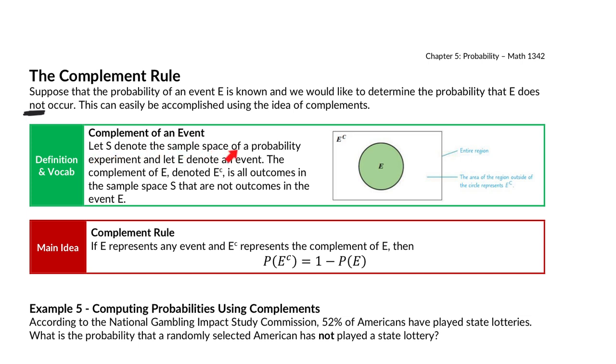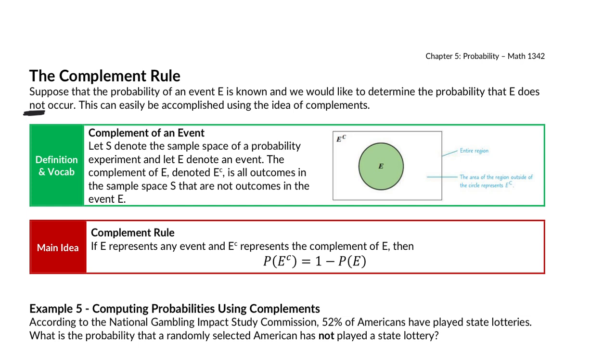Let S denote the sample space of a probability experiment. So this box represents all of the options for us in this probability experiment. Let E denote an event. So here's E. The complement of E, which we would write as E to the C power, is all outcomes in the sample space that are not outcomes in the event E. So if this is the whole sample space and this is E, literally everything outside of that circle is E complement. So everything that we could possibly get, if this bit is the event E, everything else besides the event E is E complement, not E. So we're seeing what we're not getting.